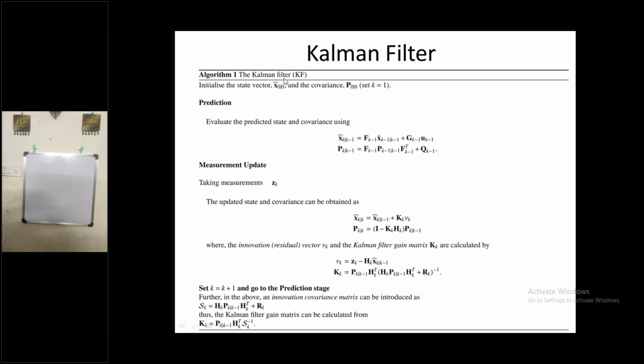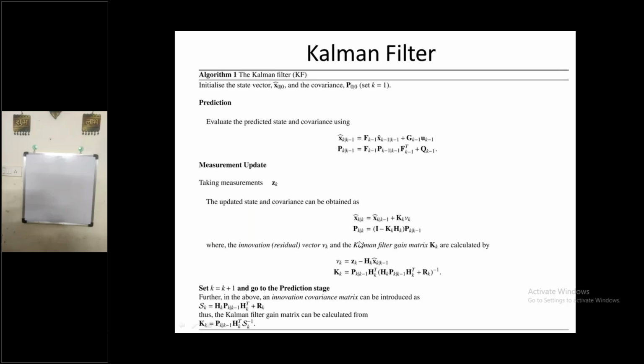Thank you very much. As far as the Kalman filter is concerned, there are two different things. The first is the prediction stage, and the second is the measurement stage. In the prediction stage, we try to predict the state estimate as well as the covariance estimate. And once the measurements come into the picture, we update the predicted value along with the Kalman gain.